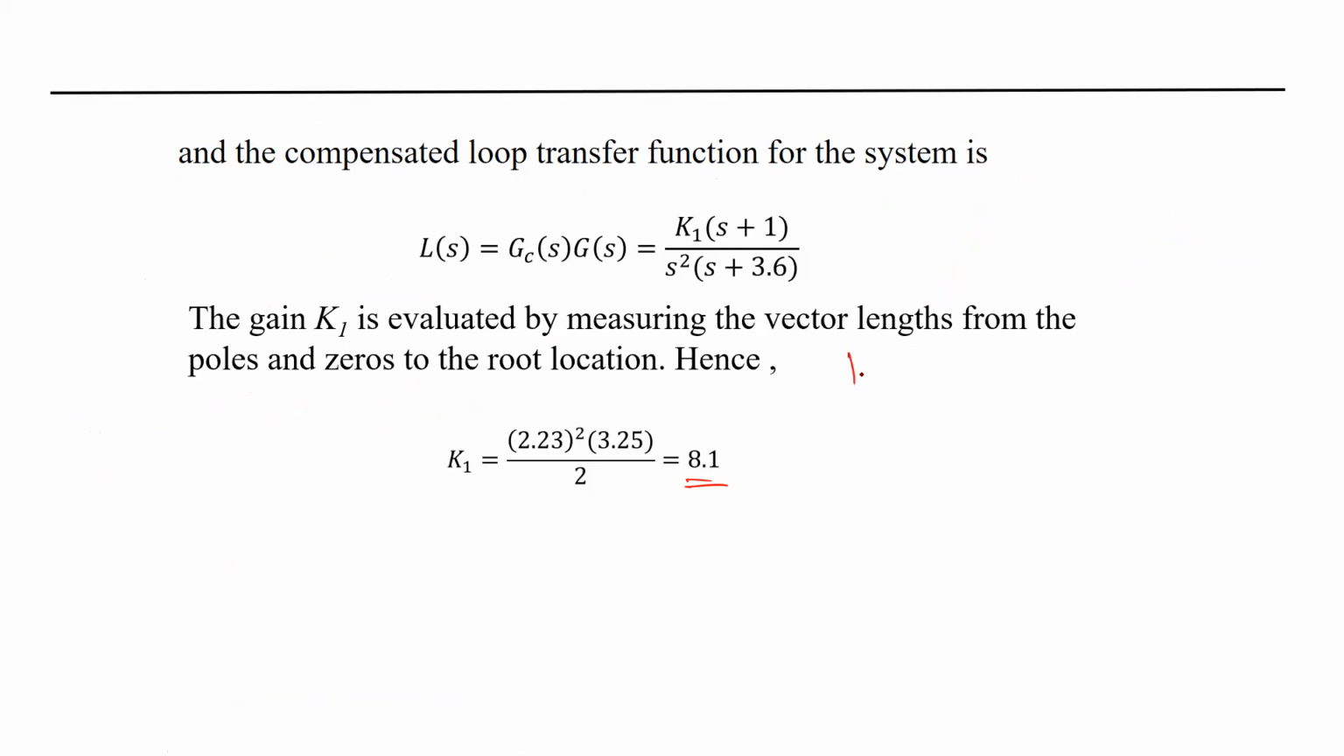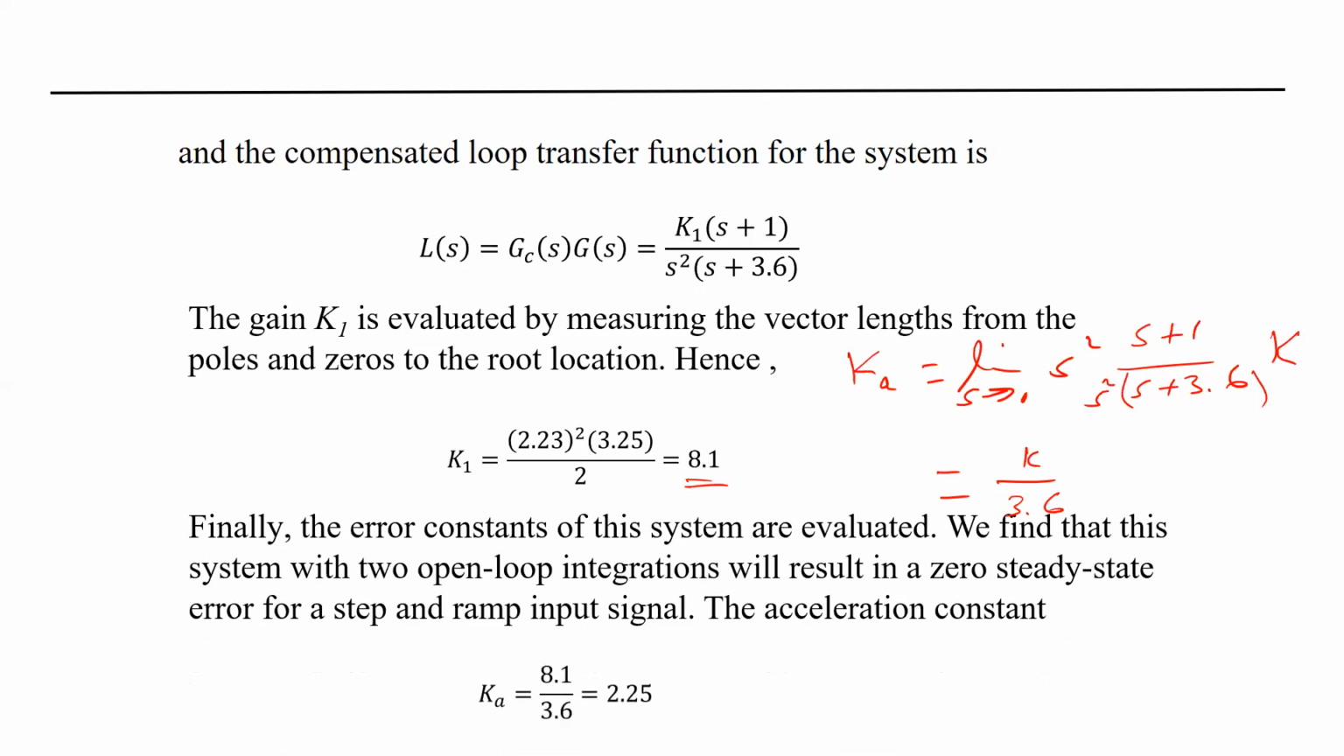What's Ka equal to? Ka equals the limit as s goes to 0 of s squared over (s plus 1)(s plus 3.6) times k, of course, which is equal to this. There is a square in here. The square will go with the square, and you will have k over 3.6. Okay, so 8.1 over 3.6. This is basically your error constant.